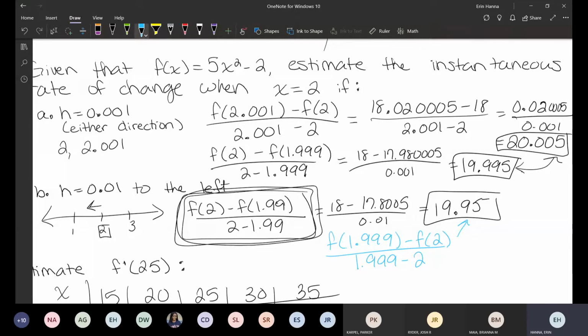How did we get the 18? Yeah, so Sydney, thank you for that. You were plugging in 2 into the equation 5x squared minus 2. Ah, yes, that will make a difference.